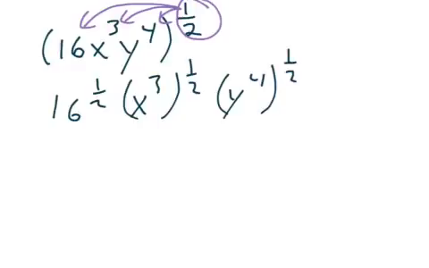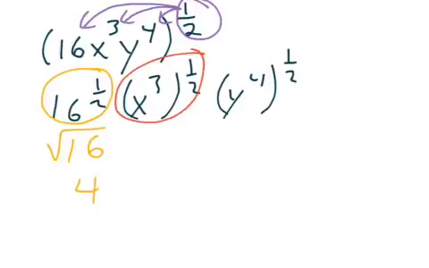And so let's see what we have next. Well, 16 to the 1/2, isn't that the same thing as the square root of 16? And the square root of 16 is 4, right? Alright, so now let's take the x's here. Haven't we learned that when we multiply, power on power, we multiply? So isn't that really x to the 3/2 power? Because 3 times 1/2 is 3/2.